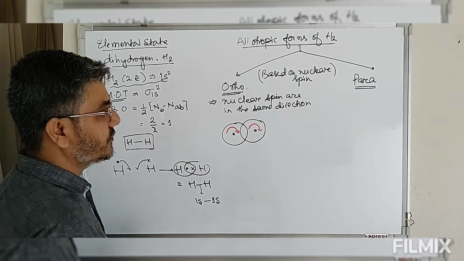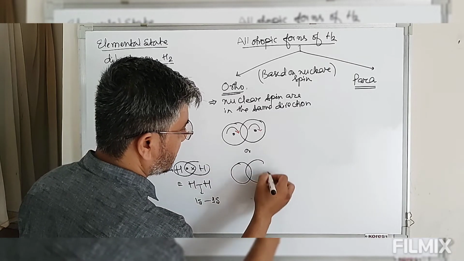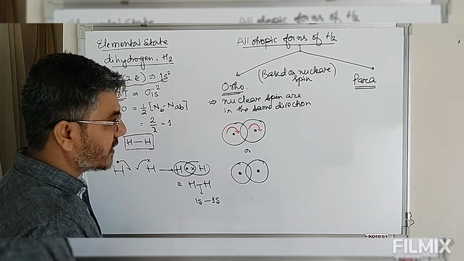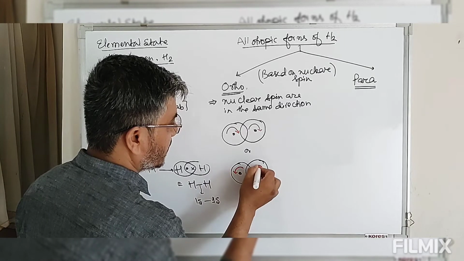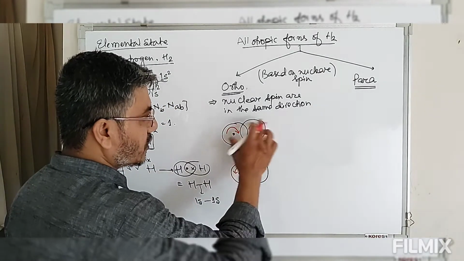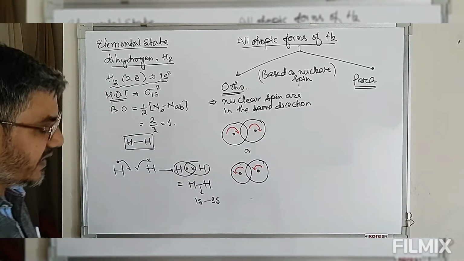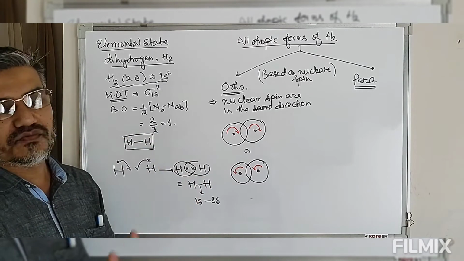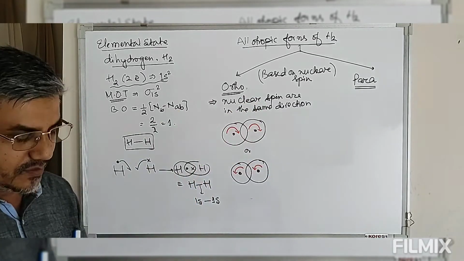Or we can have hydrogen with a nucleus here and a nucleus there, either both in anti-clockwise direction. So this is the nuclear spin, not the spin of the electron. Both are in clockwise direction, or both are in anti-clockwise direction. So both the spins are in the same direction, then we say this is orthohydrogen. But if the spins of the nuclei are in opposite directions, then this is classified as parahydrogen.